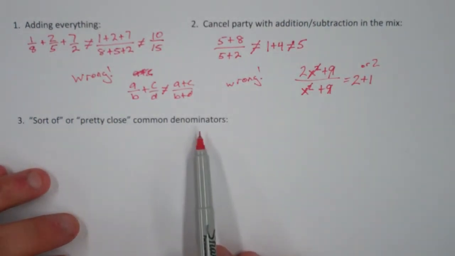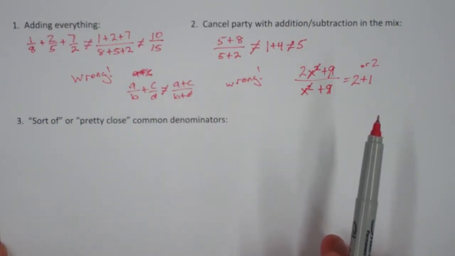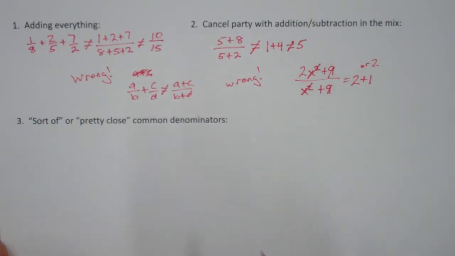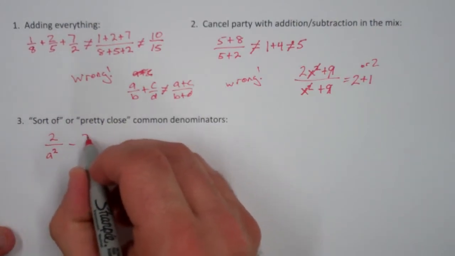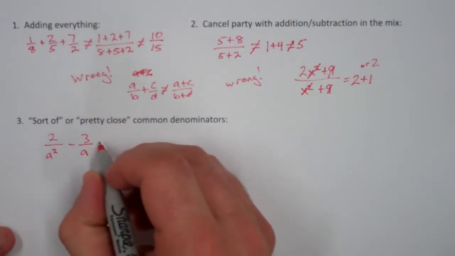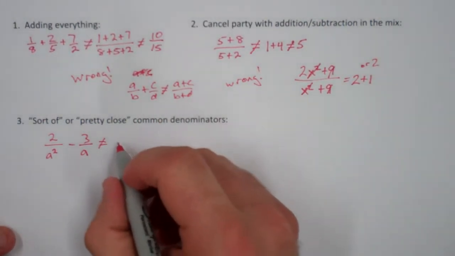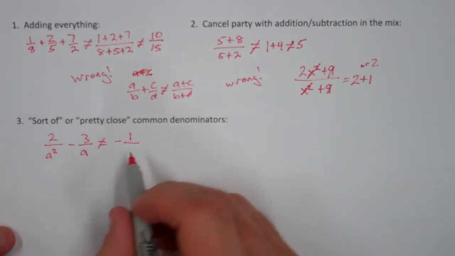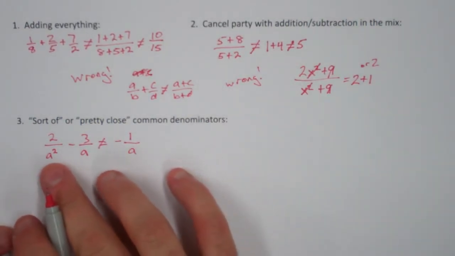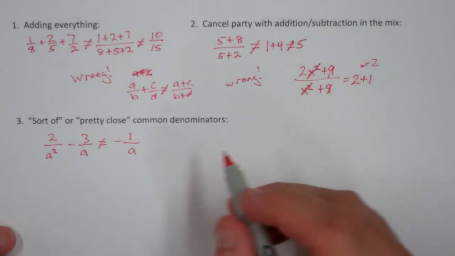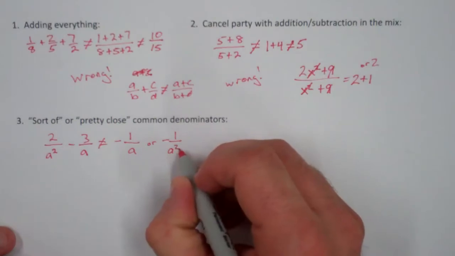Sort of or pretty close denominators. This happens a lot in trigonometry when one is like sine of theta and the other one's sine squared, and you're like, it's close enough. Let me give you an example here to tell you how this works, or at least how it doesn't work, we'll say. So some students will go, well, 2 minus 3, that's negative 1, and then I see an a there, so that's close enough for me. It's not exactly the same. There's an a squared and there's an a here, but it's good enough. Or some people will write this as negative 1 over a squared.